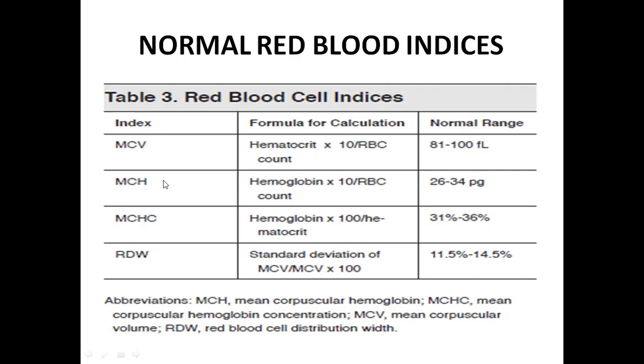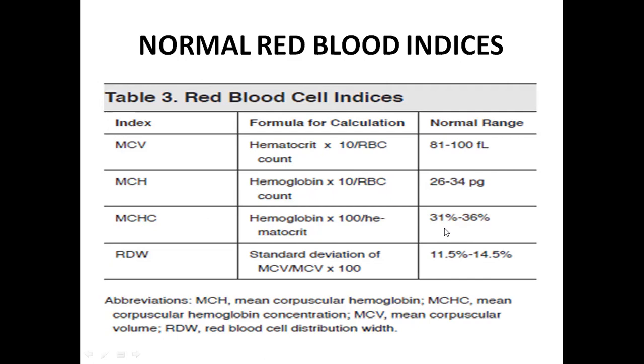And then we have the mean corpuscular hemoglobin. The formula is hemoglobin times 10 divided by red blood cell count. And the normal range is 26 to 34 picogram. And then we have the mean corpuscular hemoglobin concentration, which is hemoglobin times 100 divided by hematocrit. And the normal value is 31% to 36%.